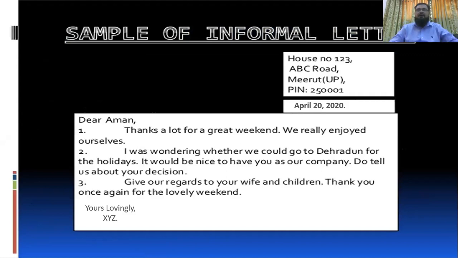Sample of informal letter, like house number 123 ABC and city and pin and all this, and then I have missed a little bit of the alignment of the date, but when you write you do it correctly. April 20, comma 2020, full stop. Dear man, thank you. No need of writing the numbering. Just given the numbering for your remembrance of the sequence. Thanks a lot for the great weekend. We really enjoyed ourselves.